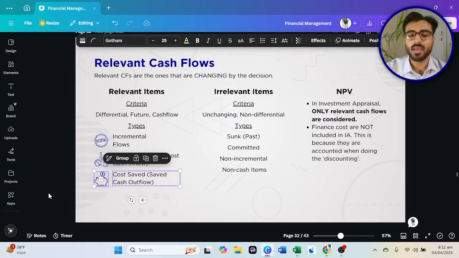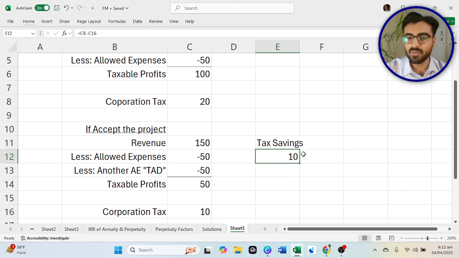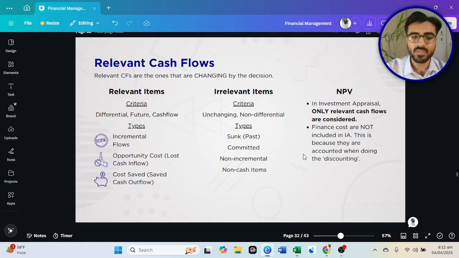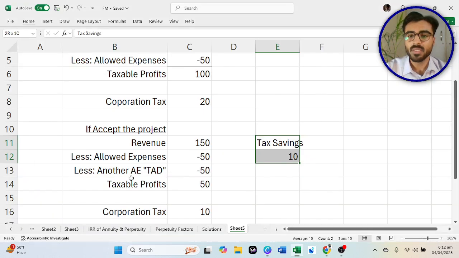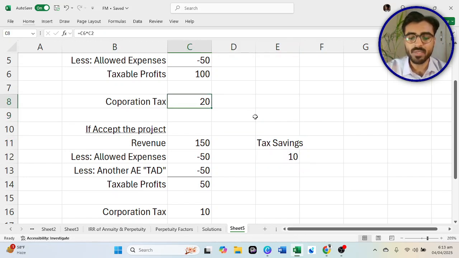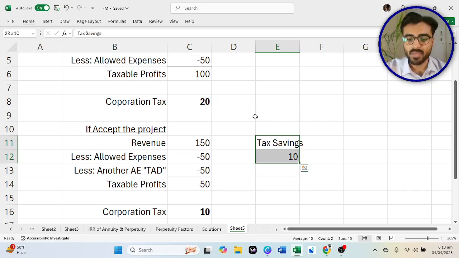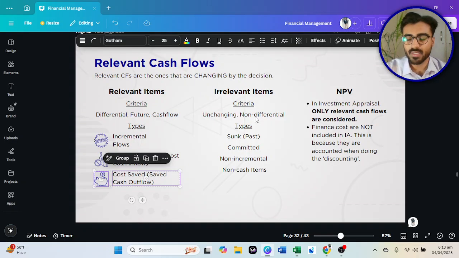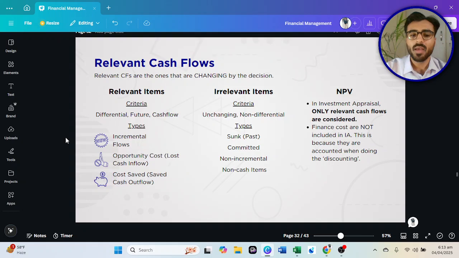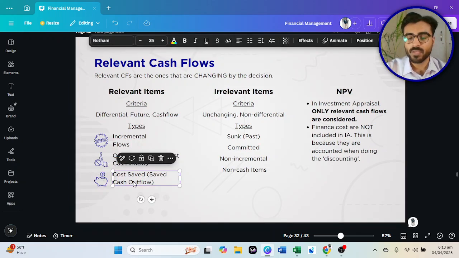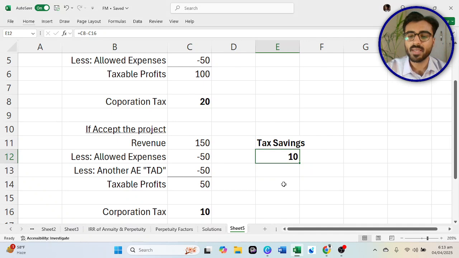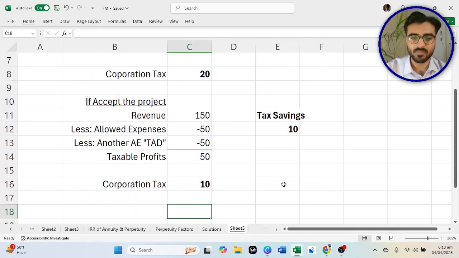So what type of relevant cash flow is this tax saving? This is obviously a type of cost saved, because if we reject the project, our corporation tax would be $20, and if we accept the project, our corporation tax would be reduced to $10. So how much tax have we saved? We have saved $10 of our tax, right? So this is the saved cash outflow. So this will be shown as a positive figure in our NPV calculation. This is just the basic concept of how the corporation tax works.